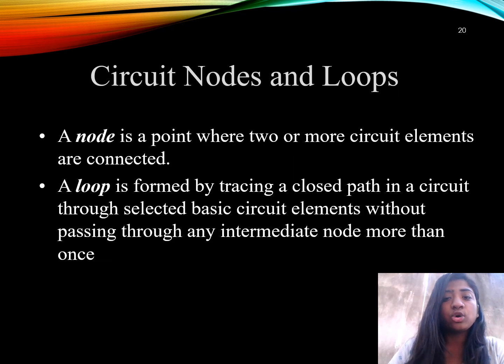Circuit nodes and loops. A node is a point where two or more circuit elements are connected, and a loop is formed by tracing a closed path in a circuit through selected basic circuit elements without passing through any intermediate node more than once.